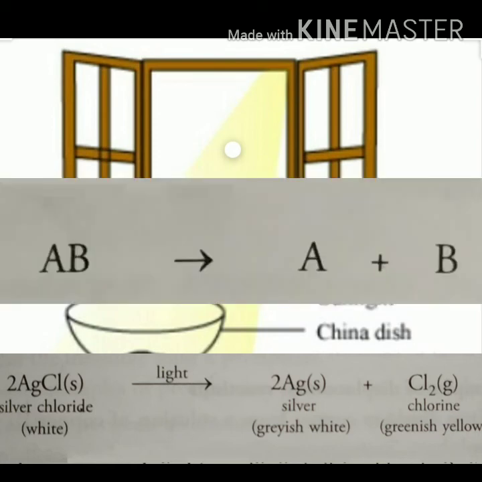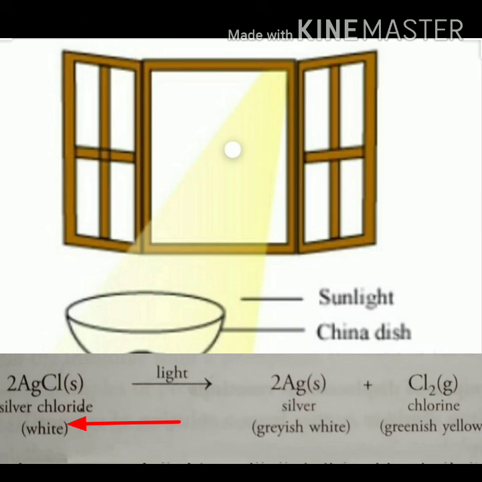Here, AB in the presence of light decomposes to give A plus B. Silver chloride is AB, silver is A, and chlorine is B. And since sunlight is required for this reaction, it is an example of photochemical reaction. Now, if you see in the equation below silver chloride, white is written. That means the color of silver chloride is white. After the decomposition reaction occurs, silver, that is Ag, becomes grayish white, and chlorine, that is a gas, is greenish yellow in color. So when silver chloride decomposes, it will give a grayish white substance and a greenish yellow gas is produced.